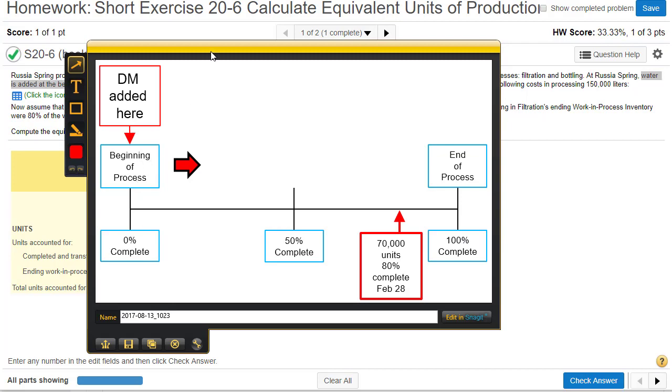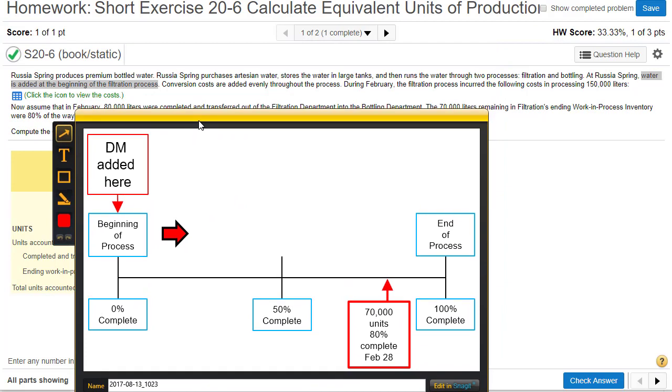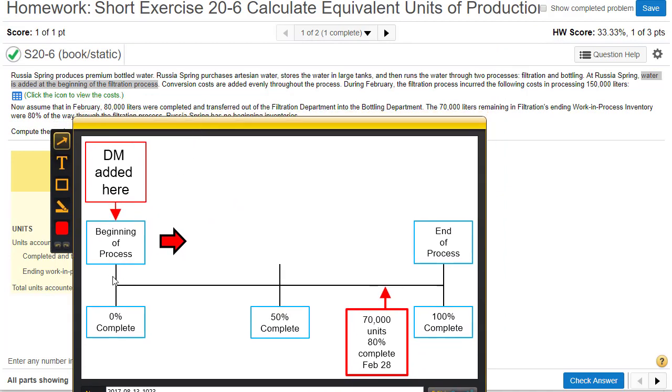Now the question is, when are the direct materials, in this case water, added? Are they added at the beginning? Are they added halfway through or partway through? Or are they added only at the end of the process? Well, according to this information up here, water is added at the beginning of the filtration process. So DM means direct materials. Direct materials are added here.